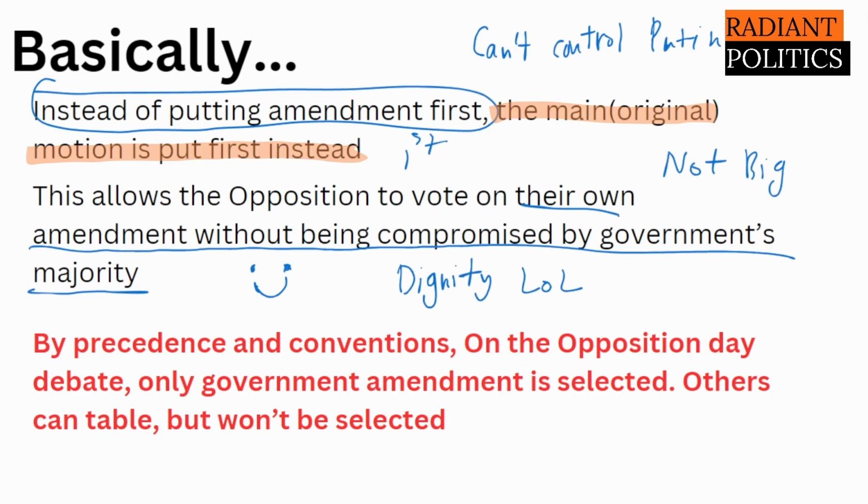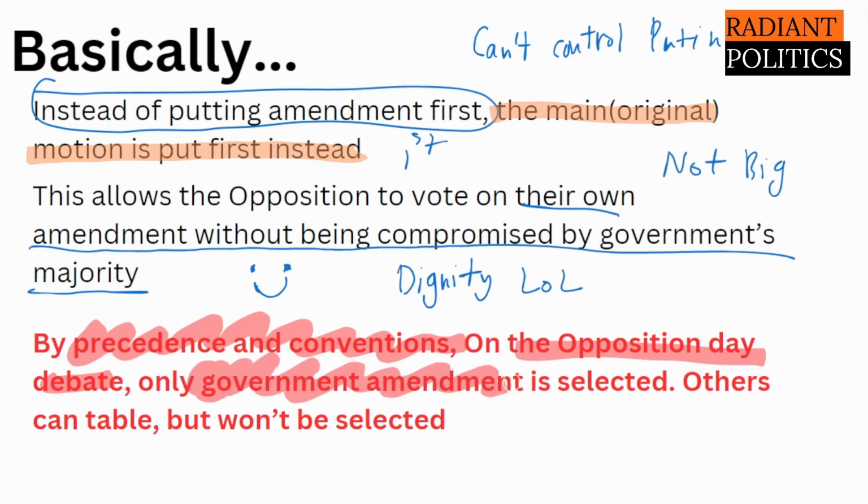And the last and utmost important thing that I have to say is that by precedents and conventions, on the Opposition Day debate, only the government amendment is selected. Others can table it, but won't be selected. Breaking this convention may bring dire consequences for the Speaker and can result in chaos, as we saw on Wednesday in the Gaza Ceasefire Debate.